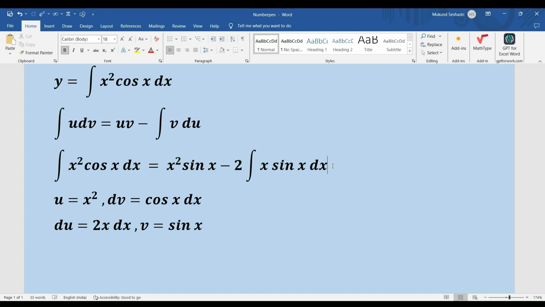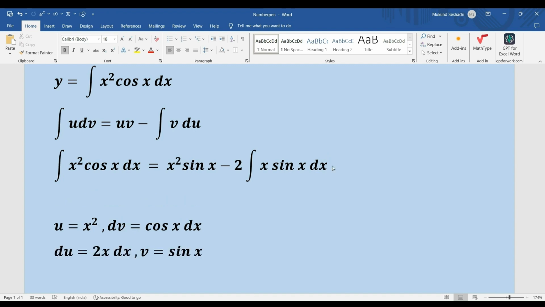And when you choose u to be the other function, you will instead go and increase the power of x in your subsequent integral by parts. So you're not actually making the problem simpler, you're making it even more complex in a way. Now let's come to the second integral, which is integral of x sine x dx.